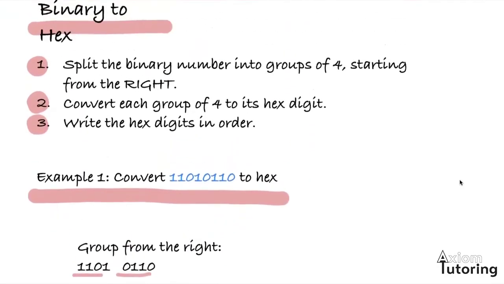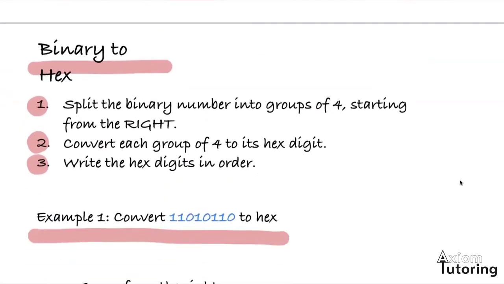Let's follow the algorithm. First, we split the binary number into groups of 4, and we start from the right. This is very important. Starting from the right here, let's group it into groups of 4. This would be 1, 2, 3, 4. That's one group, and we have it here. And then another group, 1, 2, 3, 4. Here it is, and we group it here.